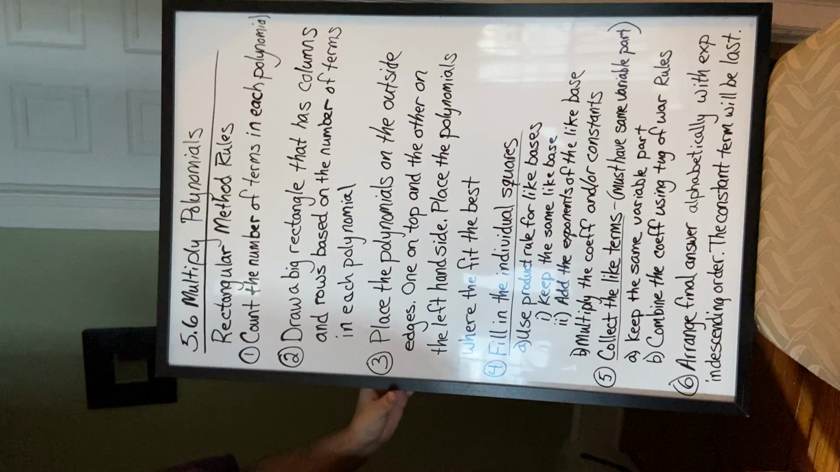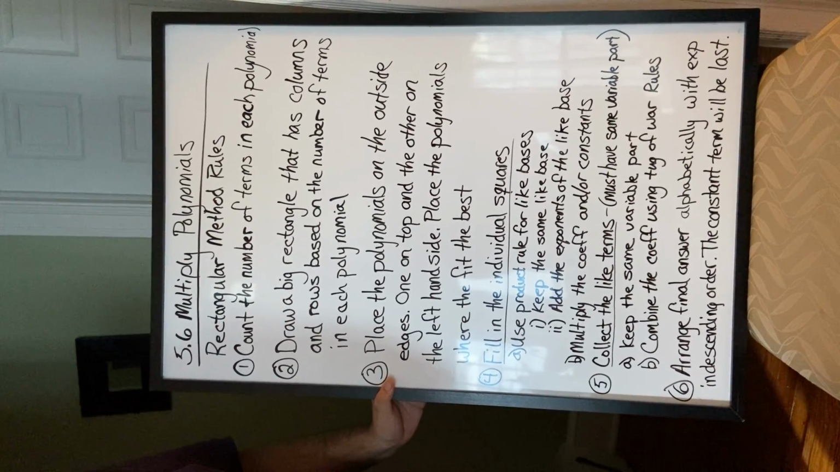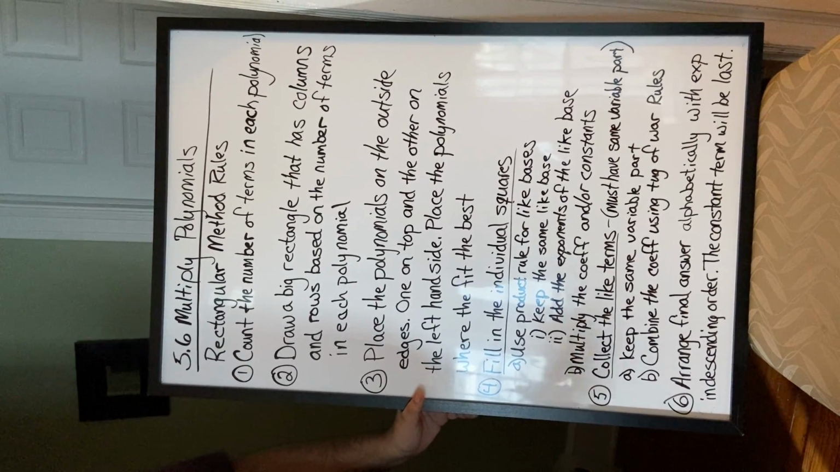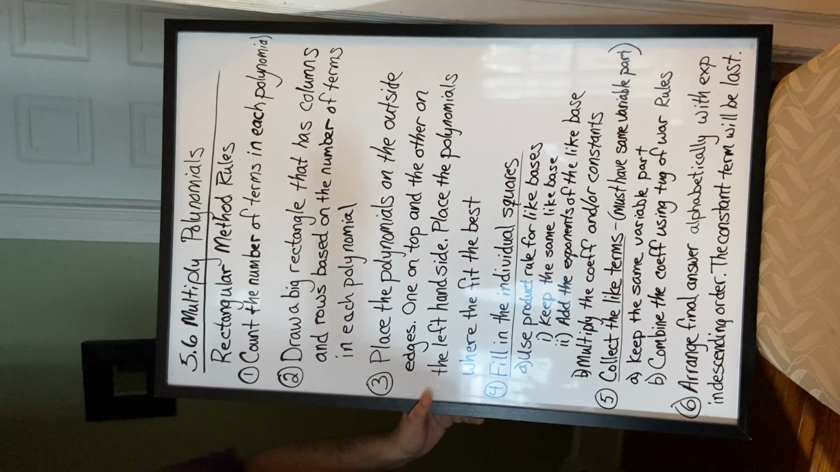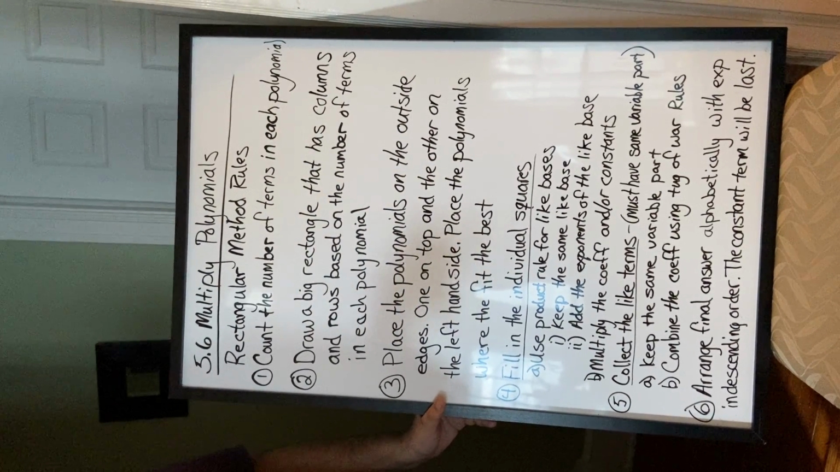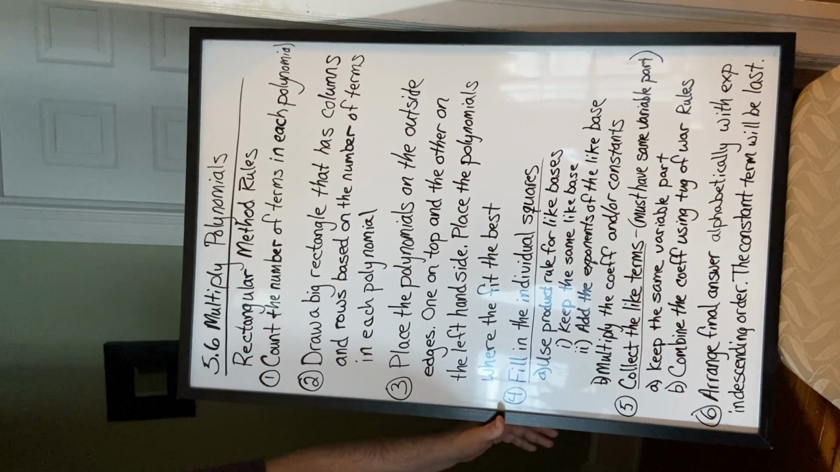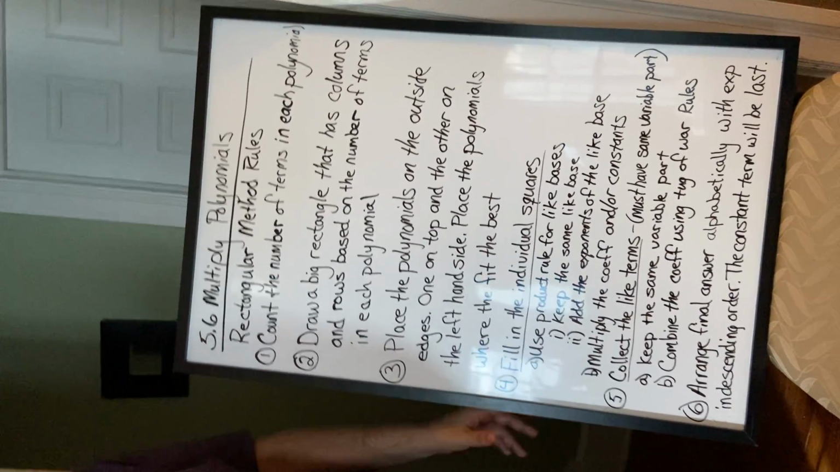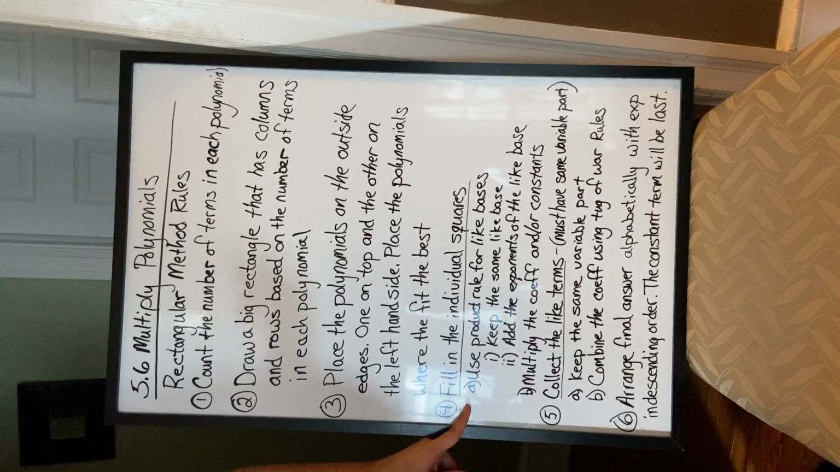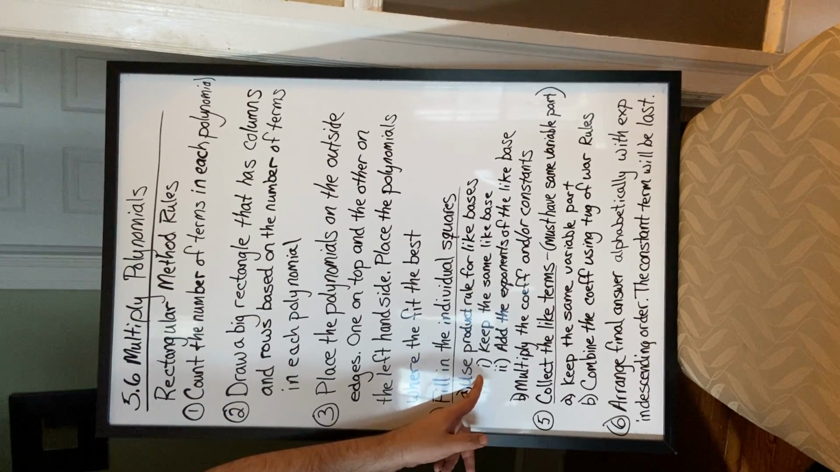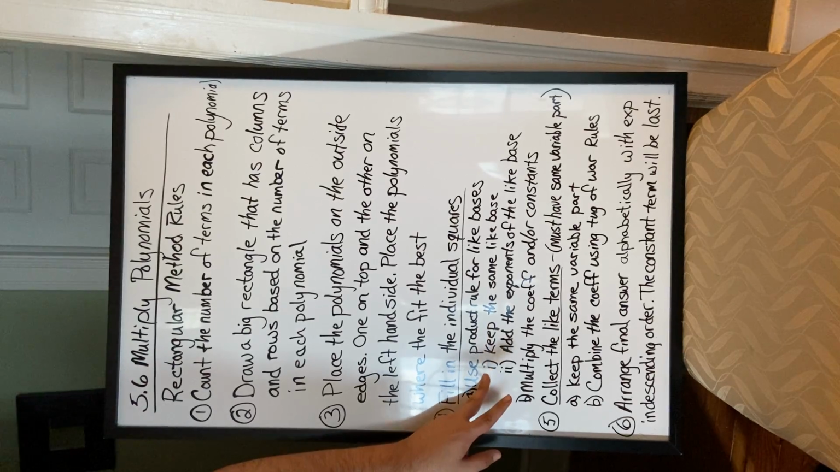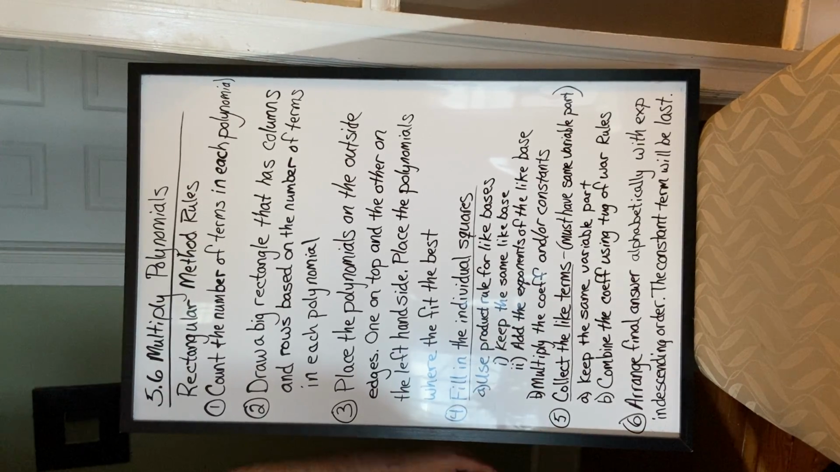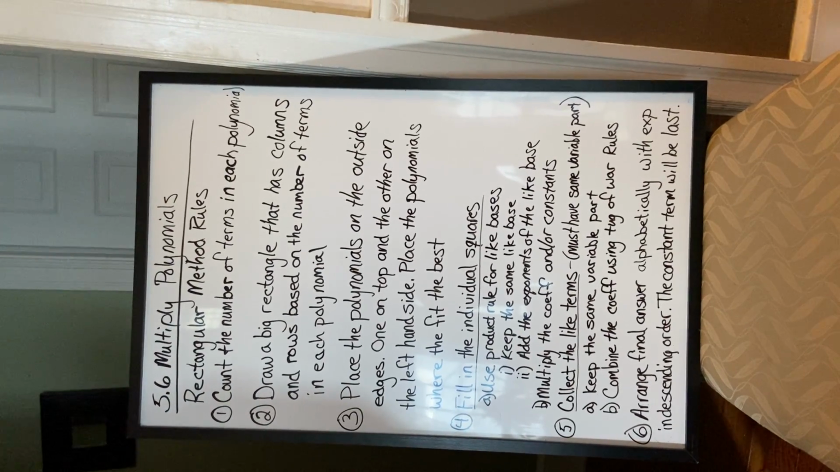Once we have our rectangle built, we're going to place our polynomials on the outside edges. We're going to have one on top and one to the left. It just depends on how they fit. So if you have a side that has multiple terms, then take the polynomial that has that many terms in it. Once you have that set up, we're going to fill in the individual squares. How do we fill in the individual squares? We use the product rule, like we talked about with the distributive property. Remember, we kept the same base for the like bases, we then add the exponents, and then finally we multiply any coefficients and or constants.